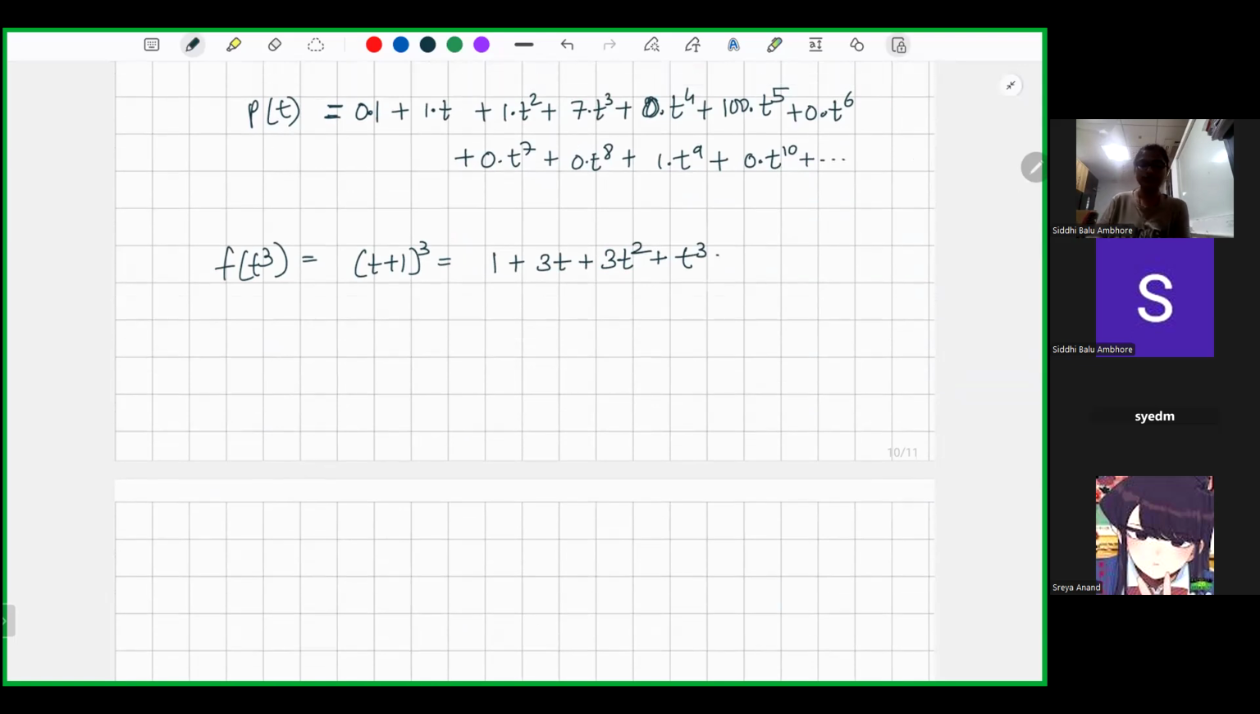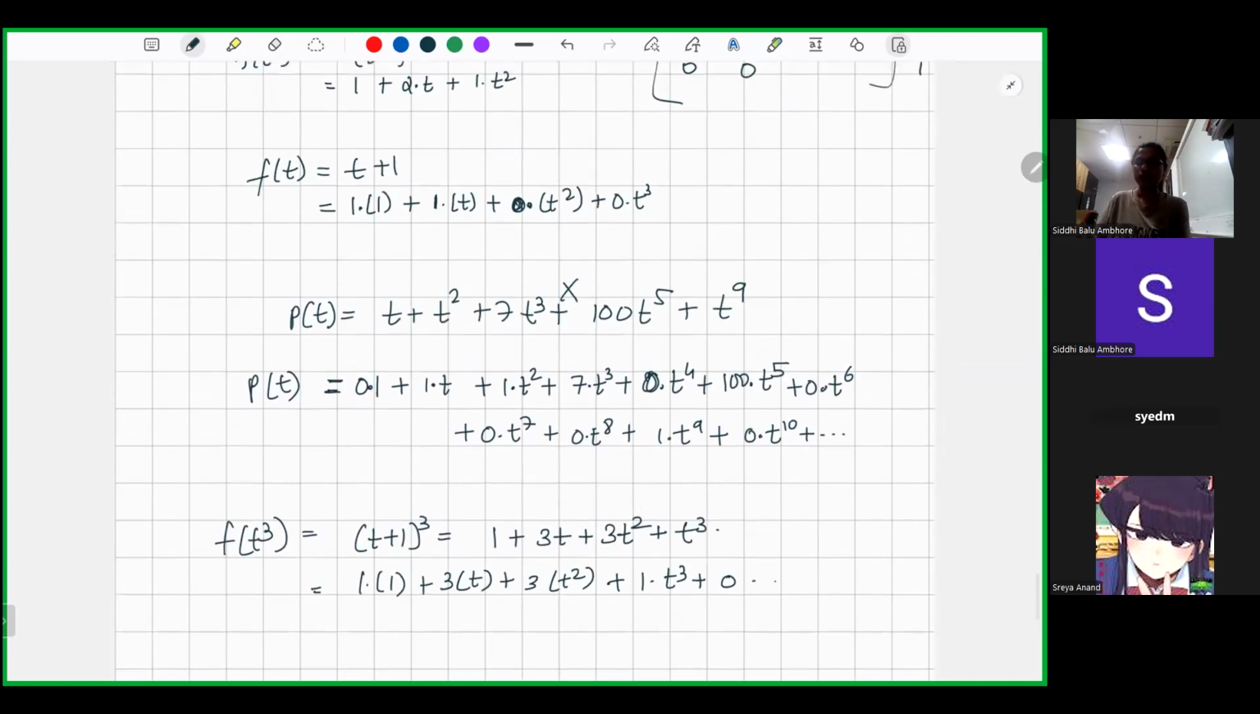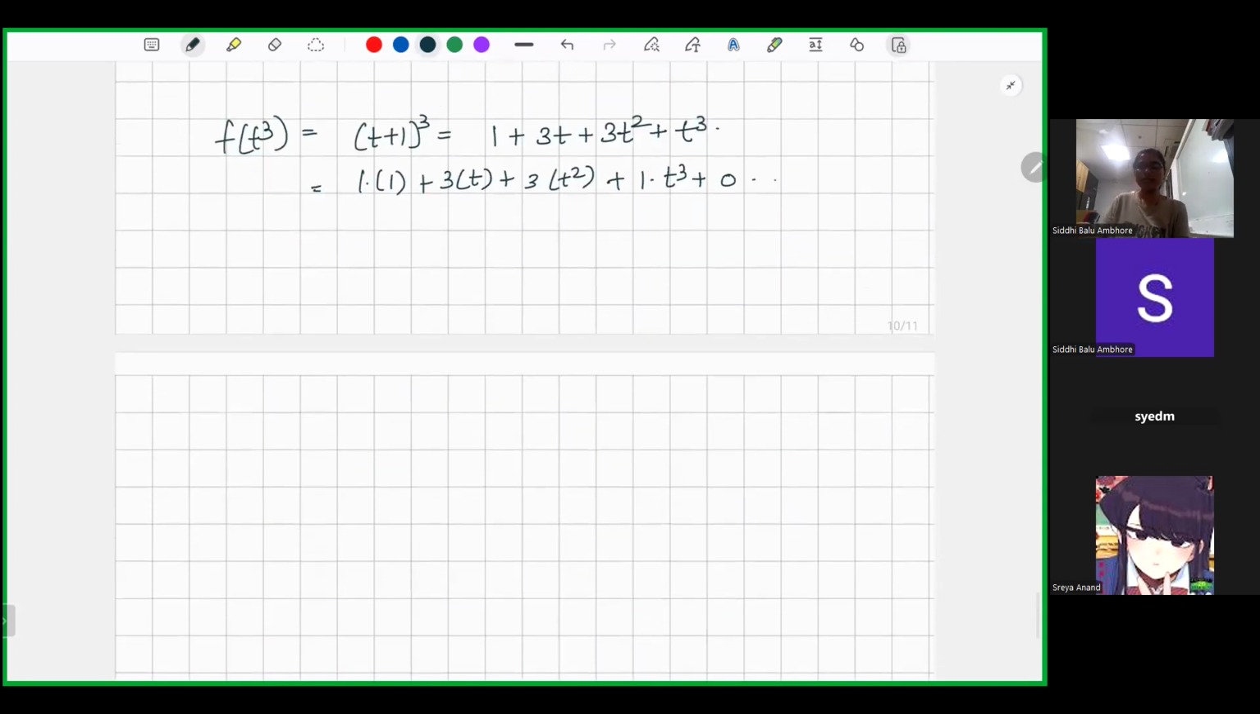I mean, if we are just expanding, as I said, this will be 1 into 1 plus 3 into t plus 3 into t square plus 1 into t cube plus 0 and so on. So for this, I now have entries 1, 3, 3, 1 and 0 again. And note that for any given t power i, this f of t power i will be (t plus 1) power i, right? And how is it expressed?